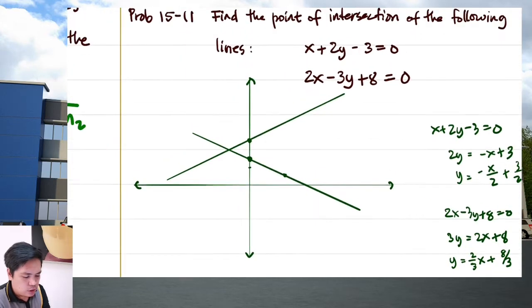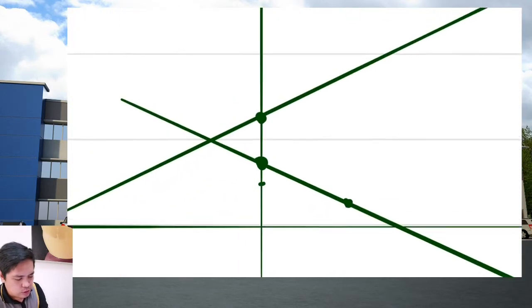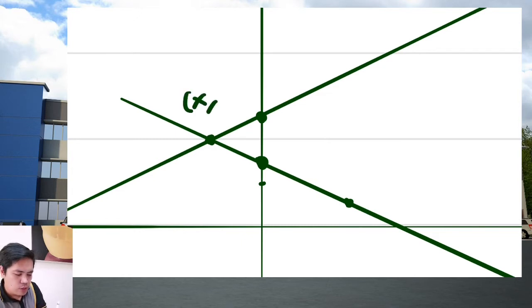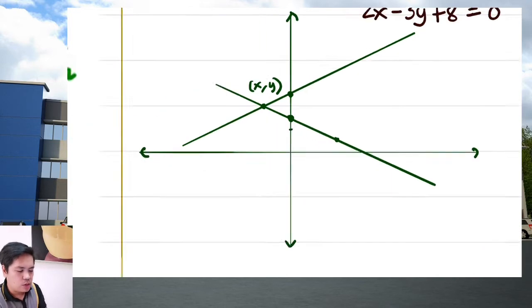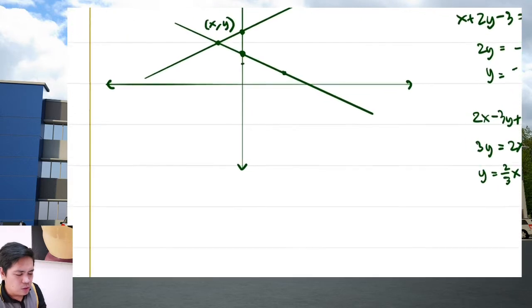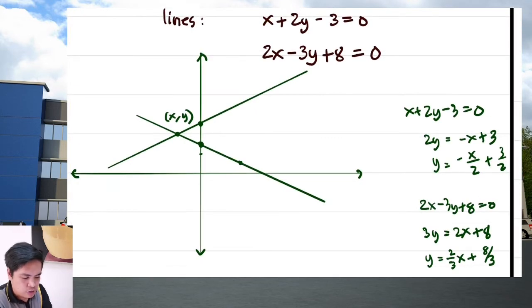So hinahanap natin is the point of intersection. So dito sila nag-intersect. So this is the common point between them. Let's call this, of course, x and y. So, x and y is the point common between these two lines. So, ano ibig sabihin nito when we say point of intersection?